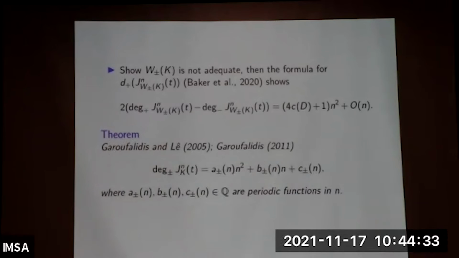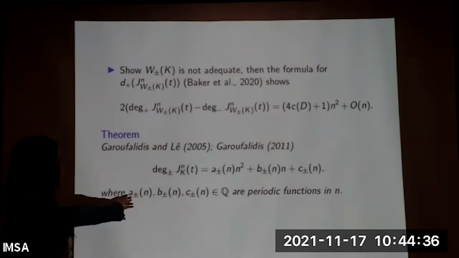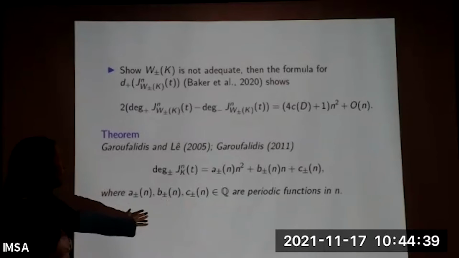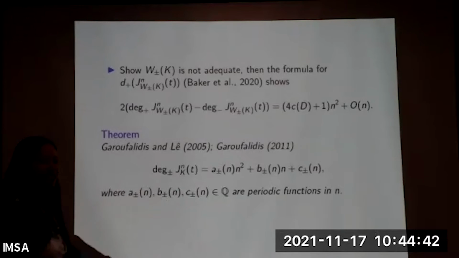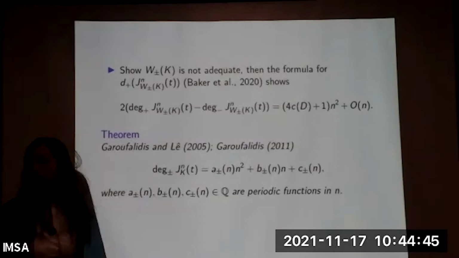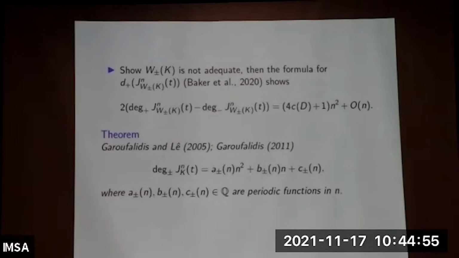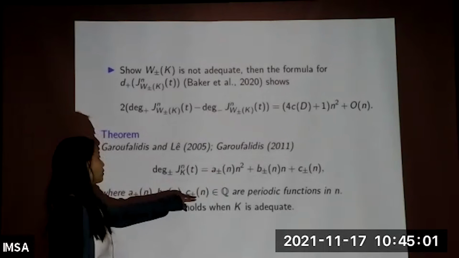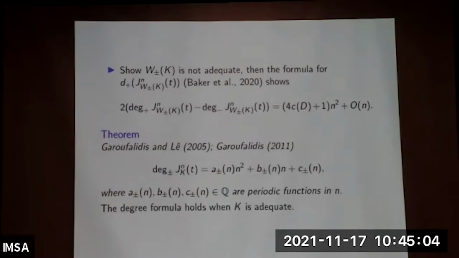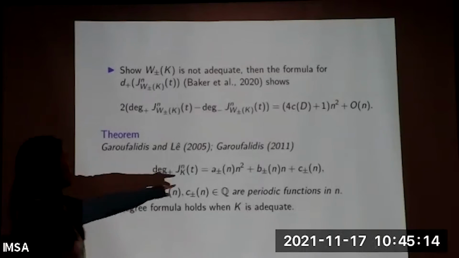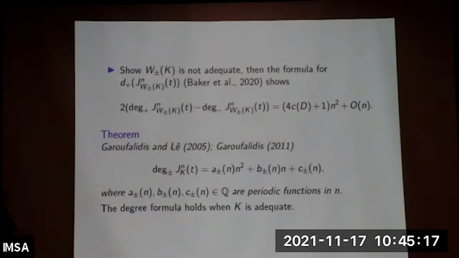Okay. So these are periodic functions in n. I just said that, but the other thing I want to say is that those are rational. So the condition that was needed in order to apply Ken and his collaborators' formula for the Whitehead double is that the period of these coefficients be less than or equal to two. Some examples that you can think of are adequate knots. Adequate knots have period one. So for an adequate knot, this polynomial is actually a true quadratic polynomial rather than just a quasi-polynomial.